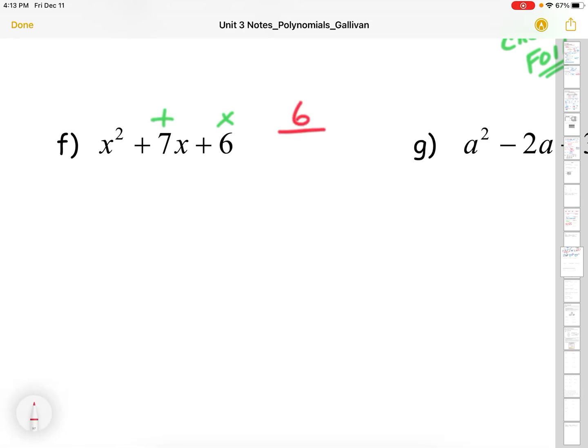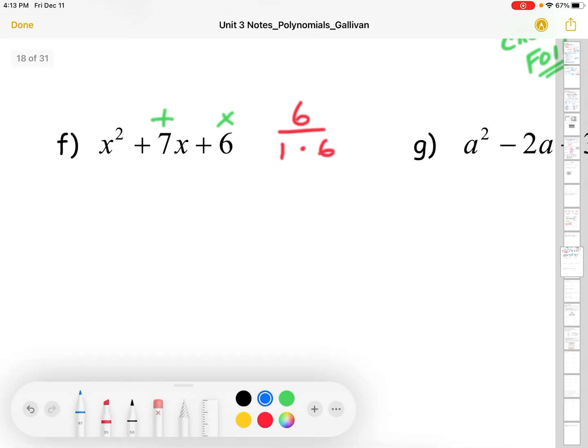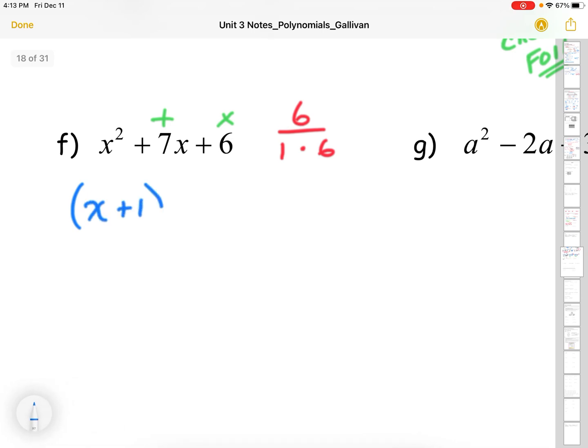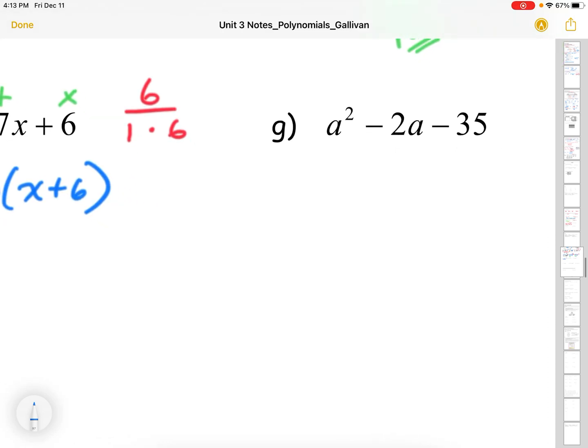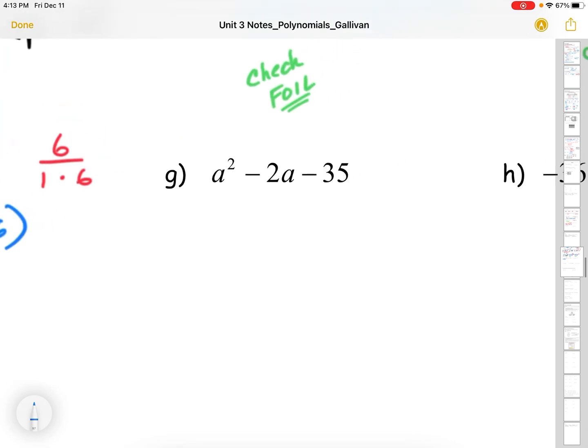So let's think about our factors of 6. The easiest one is 1 times 6. Do they add up to 7? Well, yes, they do. So x plus 1 times x plus 6, and then I'm done. And you can check by foiling. Alrighty? Okay, let's look at the next one.